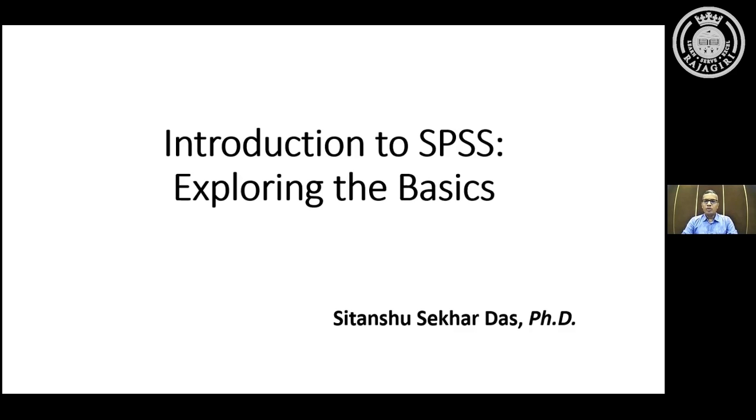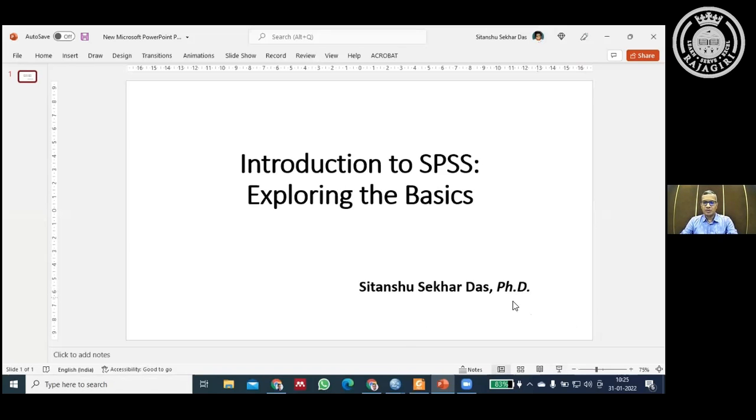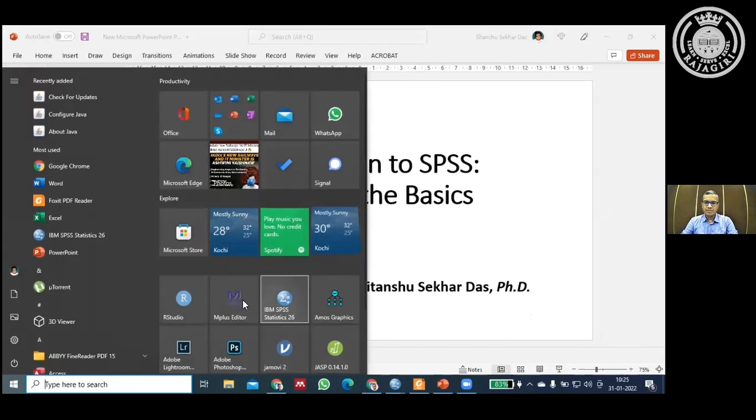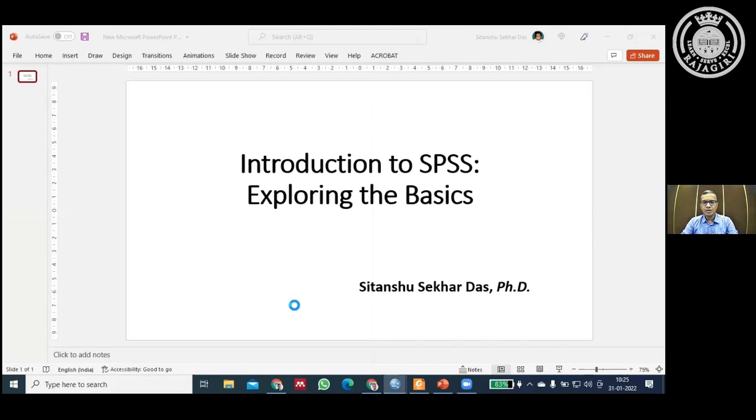So now we will see how it looks, how to create data, and how to enter data in the SPSS software. For that, we need to go to our home menu, then click on SPSS, IBM SPSS Statistics 26. The version we will be using here is 26. It will take a little time, depending on your system.